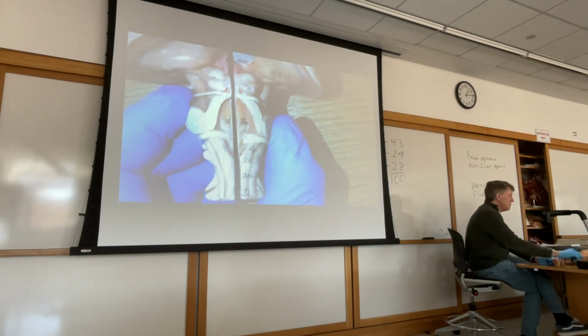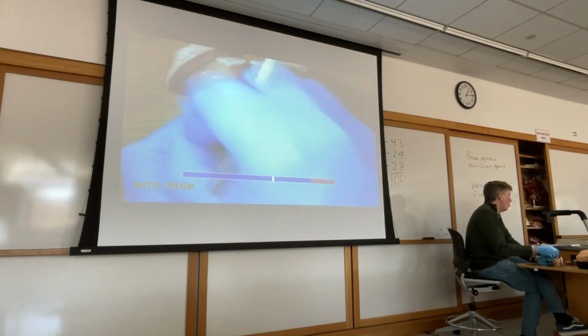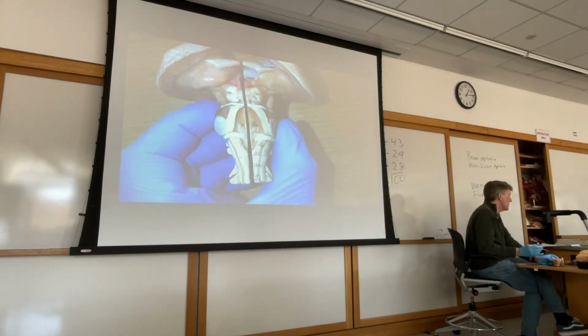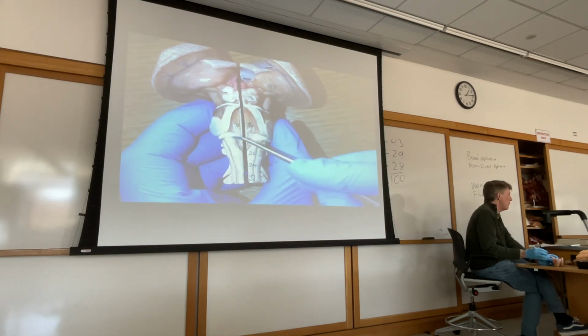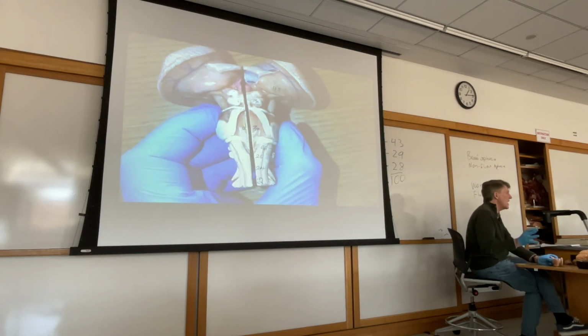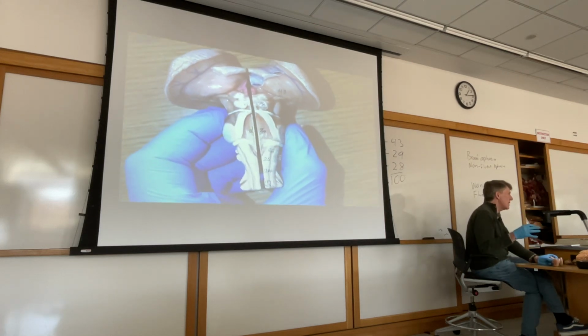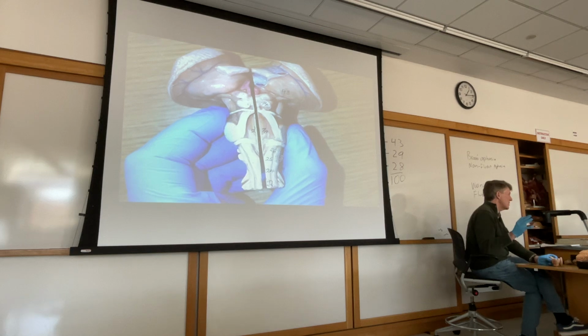Looking at this posterior view, again, the cerebellum would be sitting right here, but if you remove the cerebellum, this thing that you see here is actually the 4th ventricle. That's the inside of the 4th ventricle. The 4th ventricle is sandwiched in between the pons and the cerebellum.